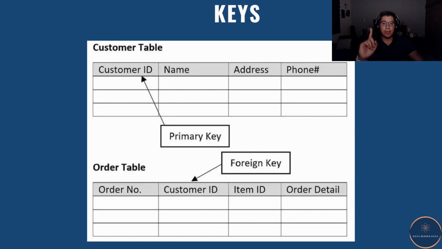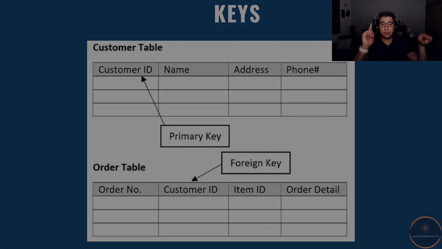And that primary key, the customer ID, then turns into a foreign key within the sales table. The primary key in another table turns into a foreign key, and each table has to have a primary key that must be unique.